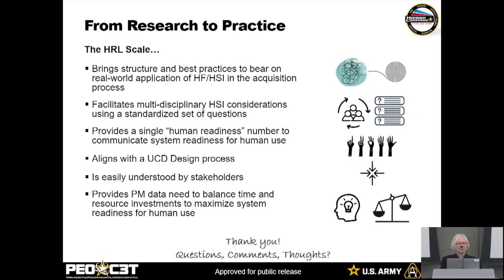It also facilitates multidisciplinary HSI considerations using a standardized set of questions. Very nice, easy structure to follow. And it provides a single human readiness number to communicate the system's effectiveness. So I like having that single number, and I know how ATEC is always looking for that single number, and I think this is something that might be attractive to them as well. It aligns with the UCD process. I hope I demonstrated that over and over again. And it's easily understood because it complements the TRL scale, and it really does provide a PM the data they need to balance time and resource investments against the readiness of the system.